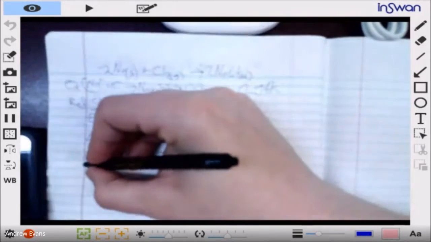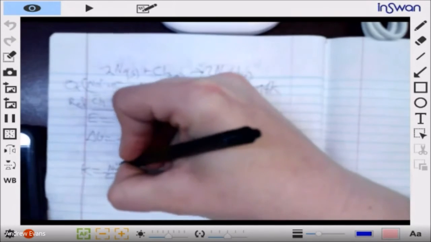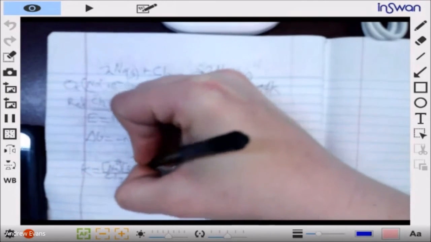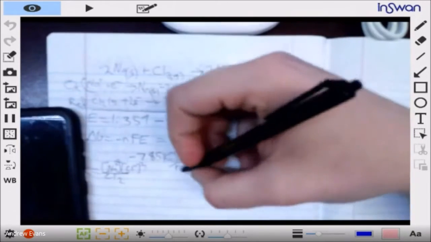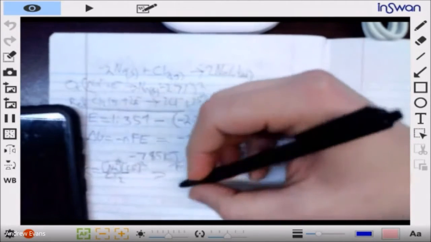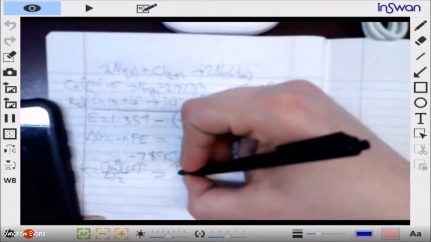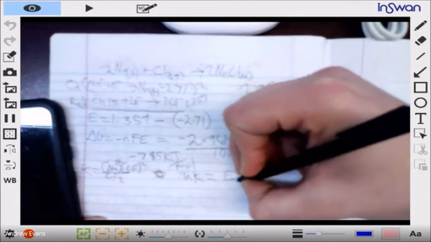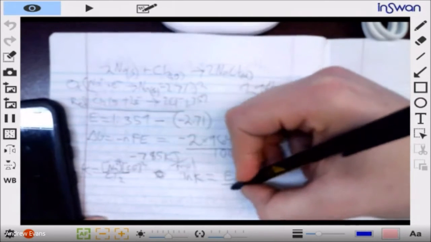Now our K expression would actually be looking at Cl2 over Na plus squared Cl minus squared. But we don't actually need to find our K. We don't need to find the individual components. We can just find our K, if we can even do that. So ln K, let's rewrite it. ln K is going to be our E cell times nF over RT.